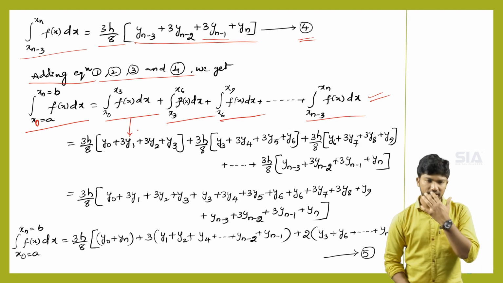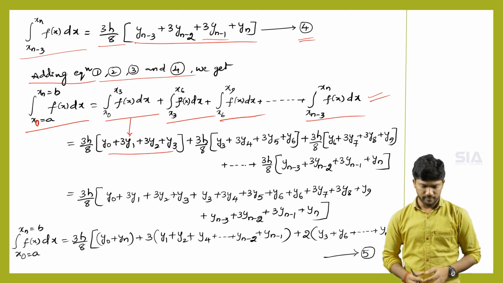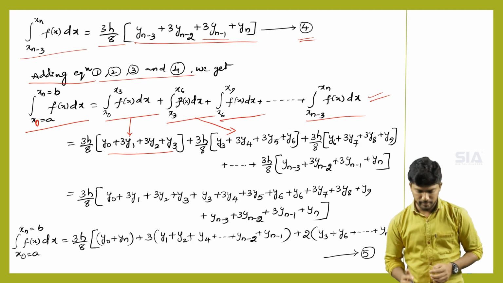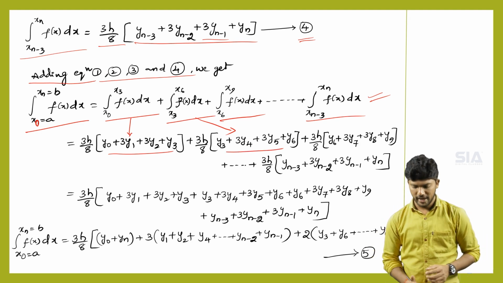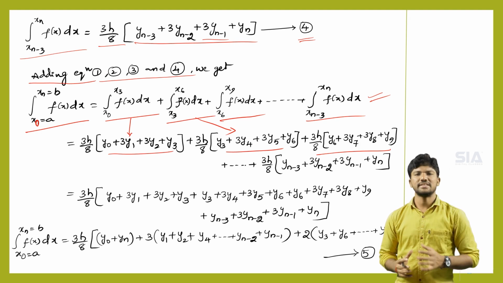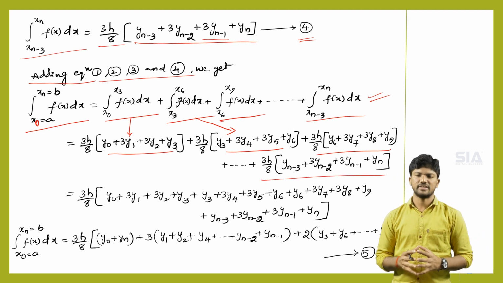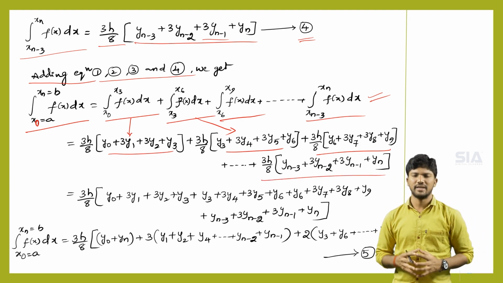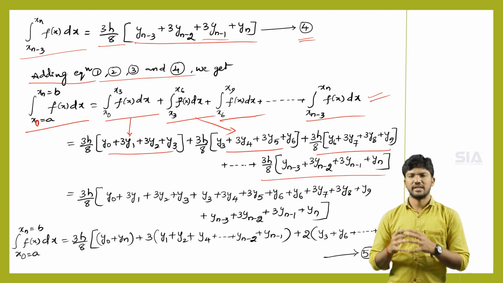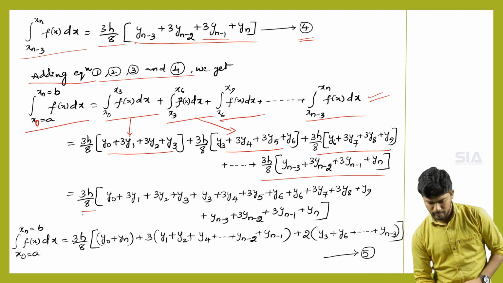So this is the value for equation number 1: 3h by 8 into y0 plus 3y1 plus 3y2 plus y3, and this is the value for equation number 2: 3h by 8 into y3 plus 3y4 plus 3y5 plus y6, and this is the value for equation number 3: 3h by 8 into y6 plus 3y7 plus 3y8 plus y suffix 9, and this one is the last equation, that is equation number 4, up to so on, plus 3h by 8 into y suffix n minus 3 plus 3 into y suffix n minus 2 plus 3 into y suffix n minus 1 plus y suffix n. That is the value. Now after substituting all the equations, it's time to simplify.